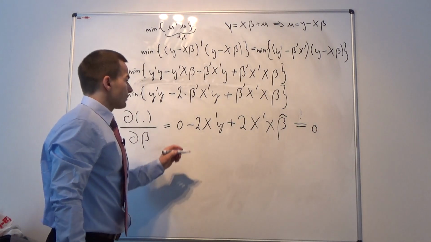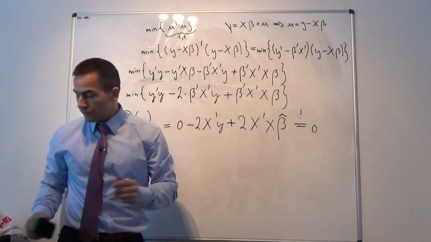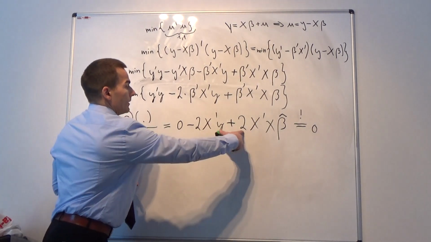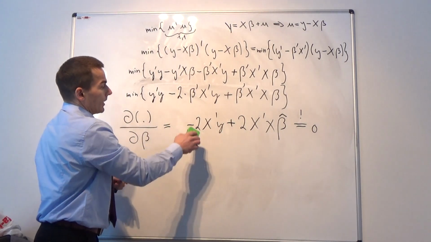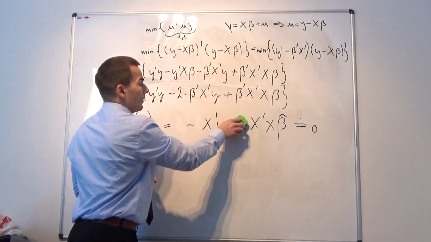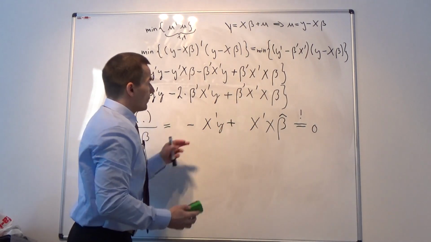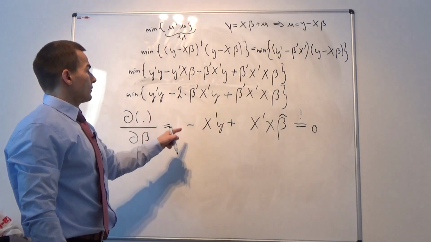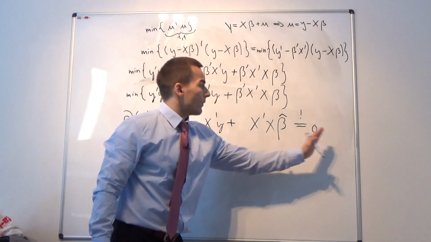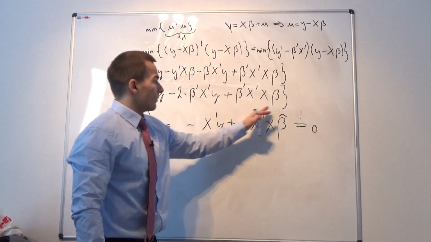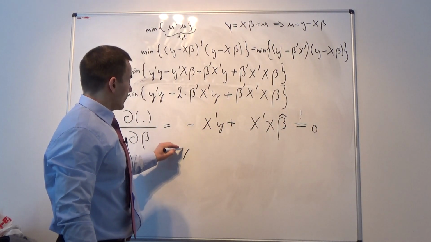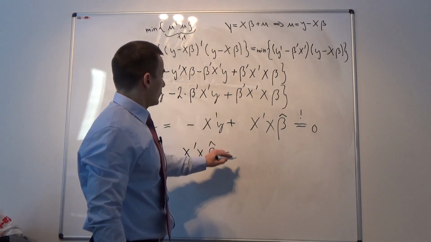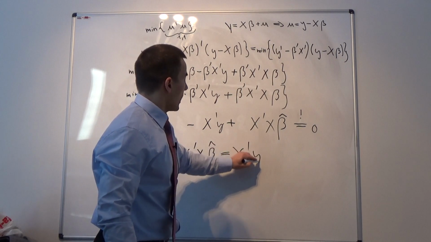So first of all, we can take away this 2, because it's in both terms the same. What do we have to do next? We can put this term on the right hand side, and what remains on the left hand side is x transposed x times beta hat equal to x transposed y. Okay?